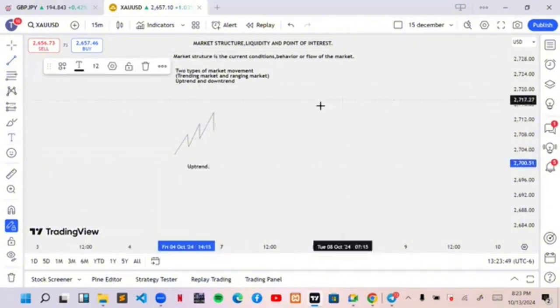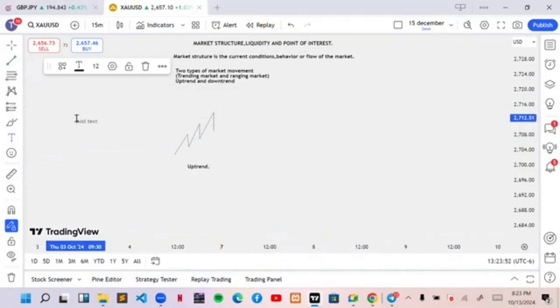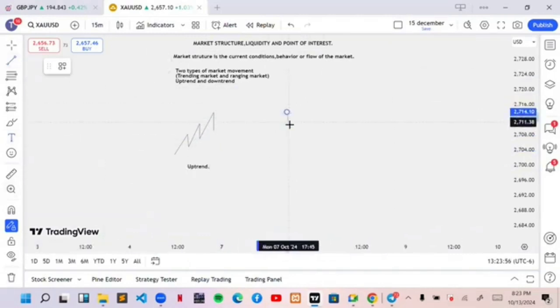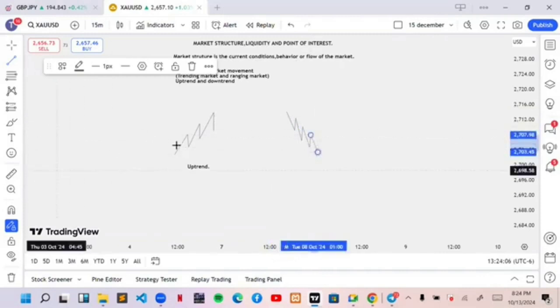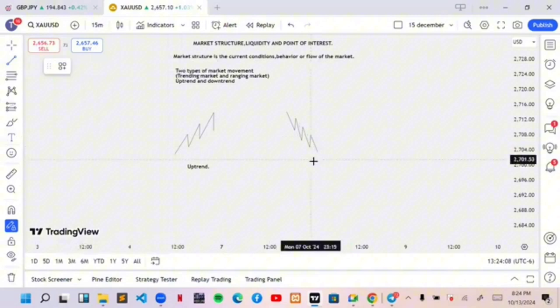Then a downtrend is when market is making a series of lower highs and lower lows. So that's what a downtrend is. Lower highs and lower lows. This is what a downtrend is, and this is what an uptrend is. So uptrend, downtrend.